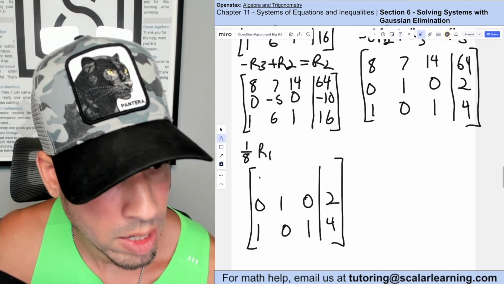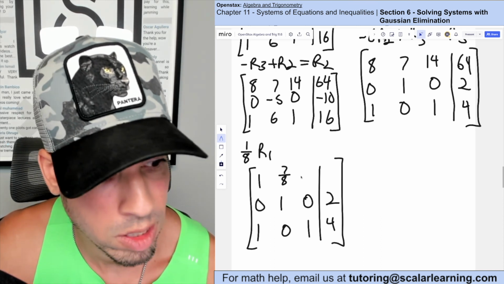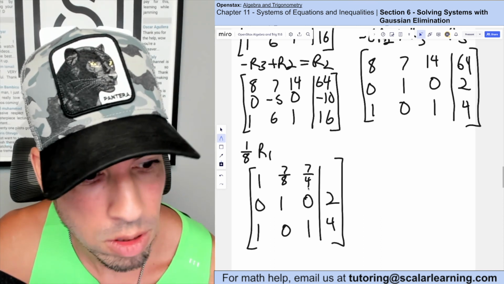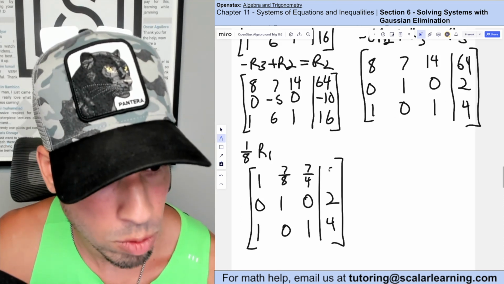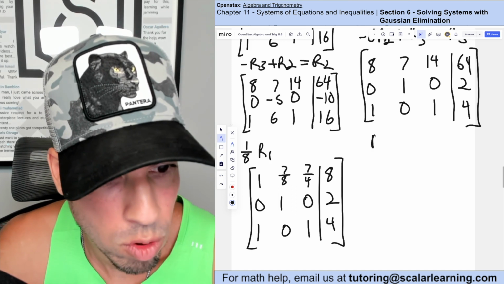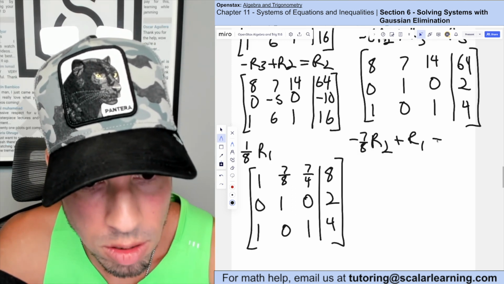So we got 1/8 of 8 is 1. 1/8 of 7 is 7/8. 1/8 of 14 is 14/8, which is 7/4. And then we got 1/8 of 64, which is just 8. Next, I'm going to zero this one out pretty easily by multiplying row 2 by negative 7/8, adding it to row 1 to get a new row 1.